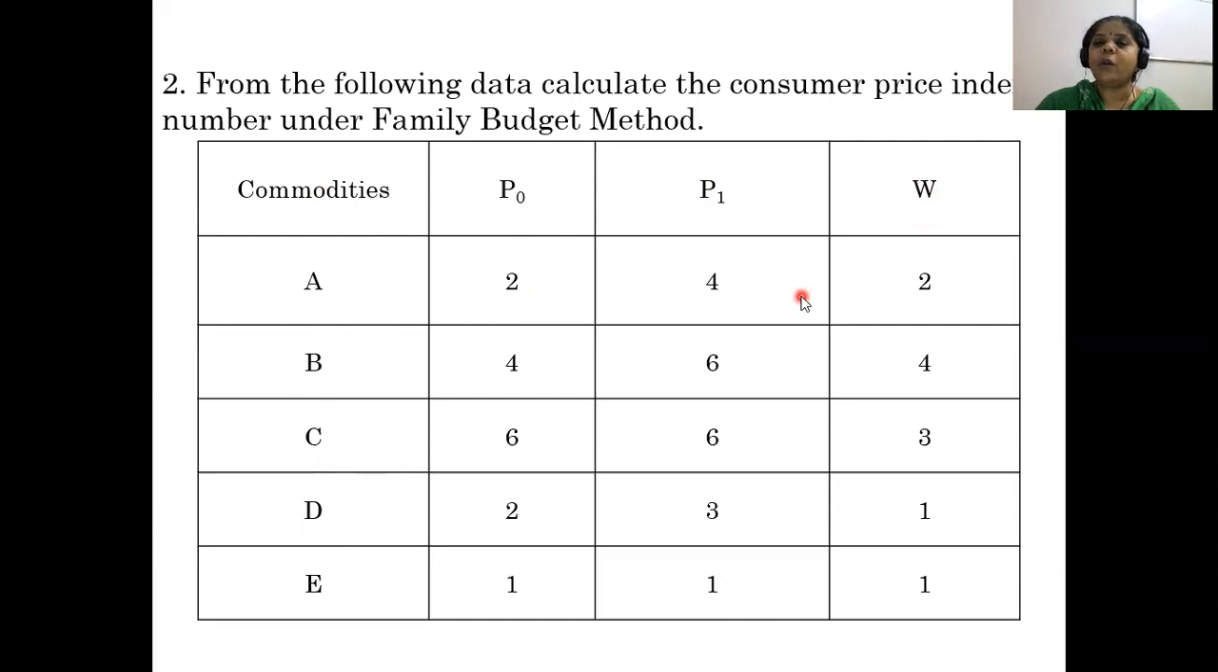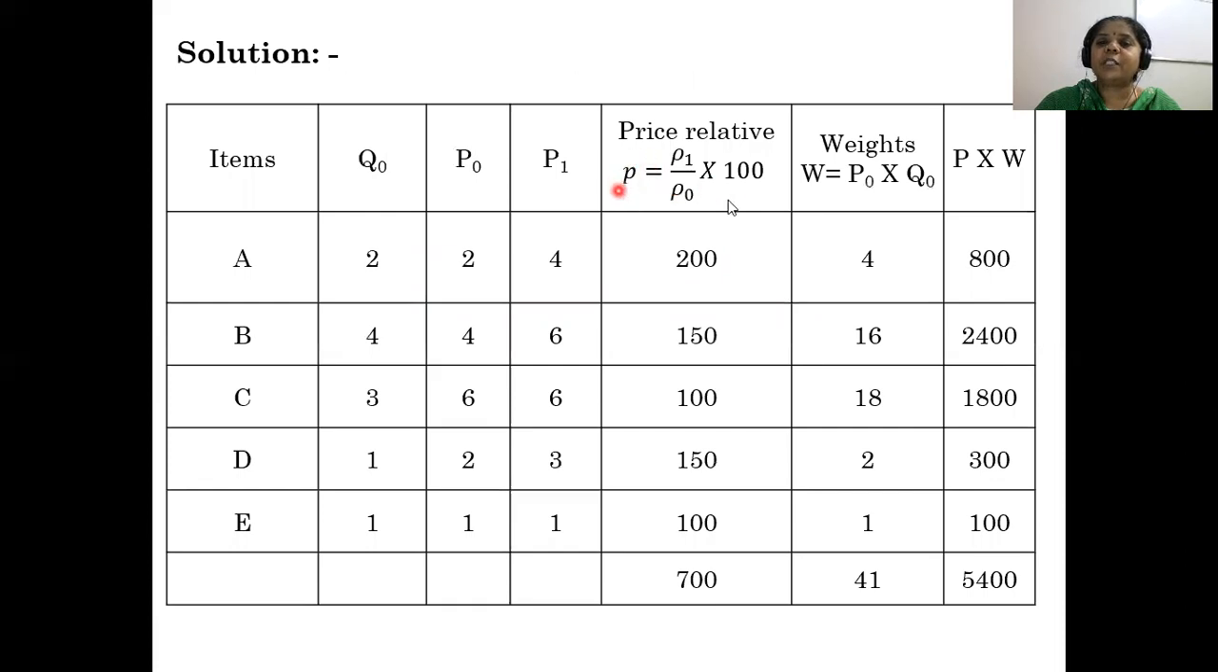So how do we find it? We have to find P as well as the weights. Weights we have to find out. Q0, P0 and P1 are given in the problem. So how do we find it? Price relative we have to find out. Price relative is P. P1 by P0 into 100, we get P, the price relative. So 4 divided by 2 into 100, 6 by 4 into 100, 6 by 6 into 100, 3 by 2 into 100, 1 by 1 into 100, we get the price relative.